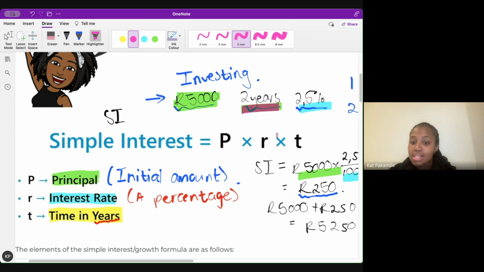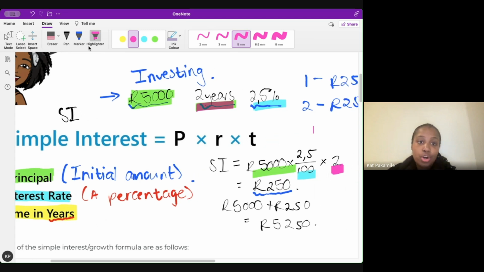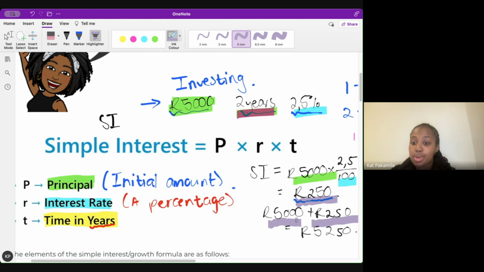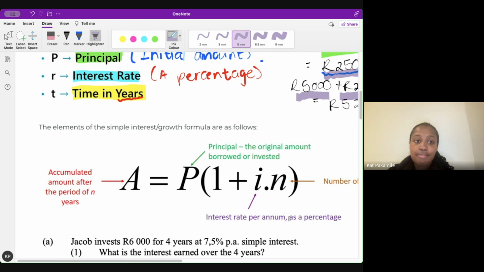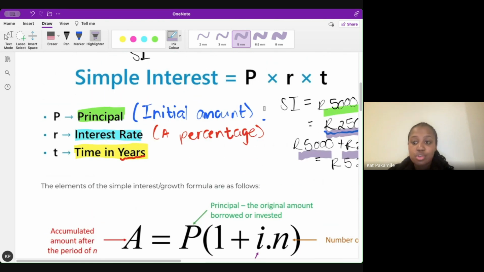So then from then on, I said, in your account, you have now earned 250 rands of interest, but it doesn't mean you have 250 rands, right? You have in total the 5,000 that was there in the first place, plus the 250 that you have earned. Okay, are we with me? Hopefully we are all with me now. So that's to find out in total how much we have.